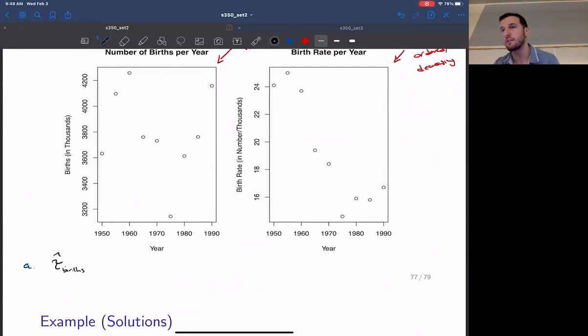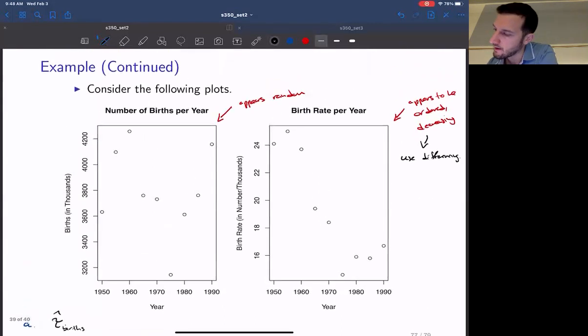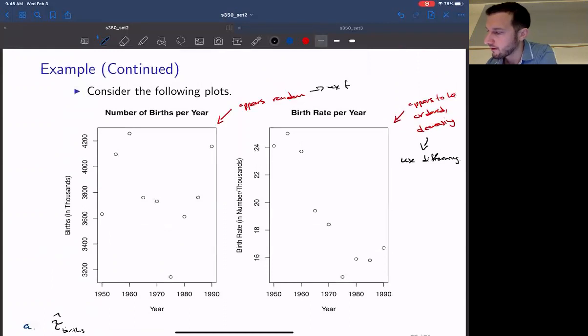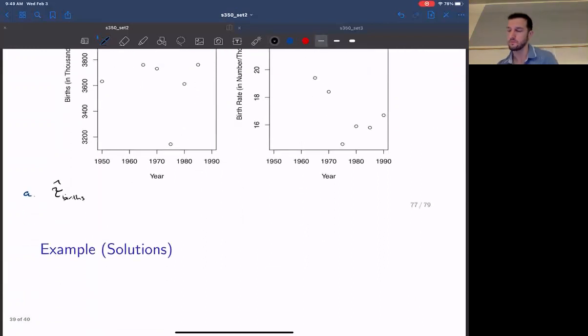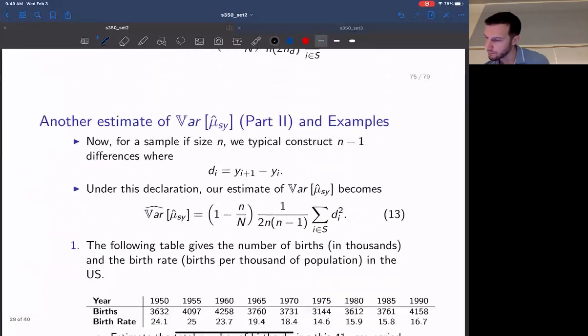So the differencing approach is a way that we can address the non-randomness issue with systematic sampling. Okay, but if we have randomness, we can just use the traditional estimates. But if we have an order, like a decreasing order here, this is a situation where we would want to use differencing. So this means use differencing, and this is use traditional.